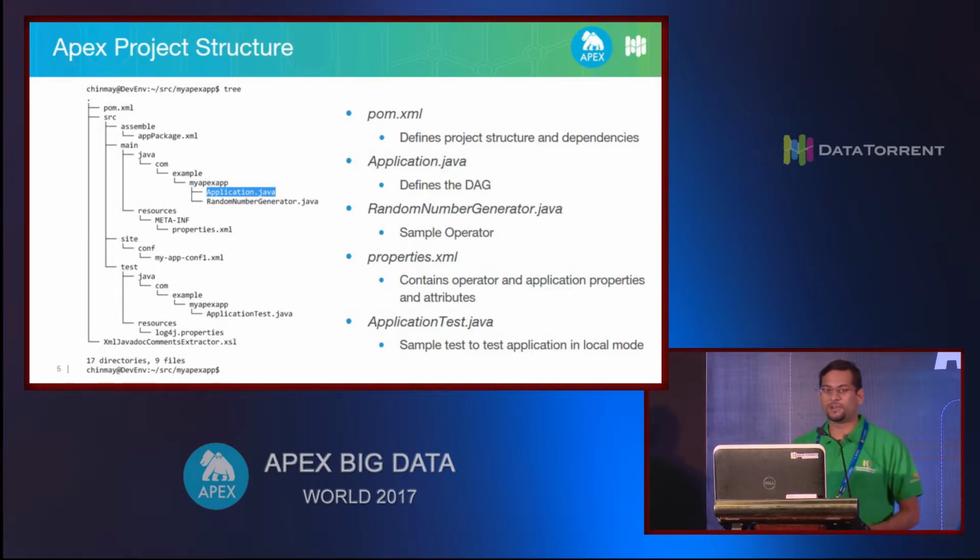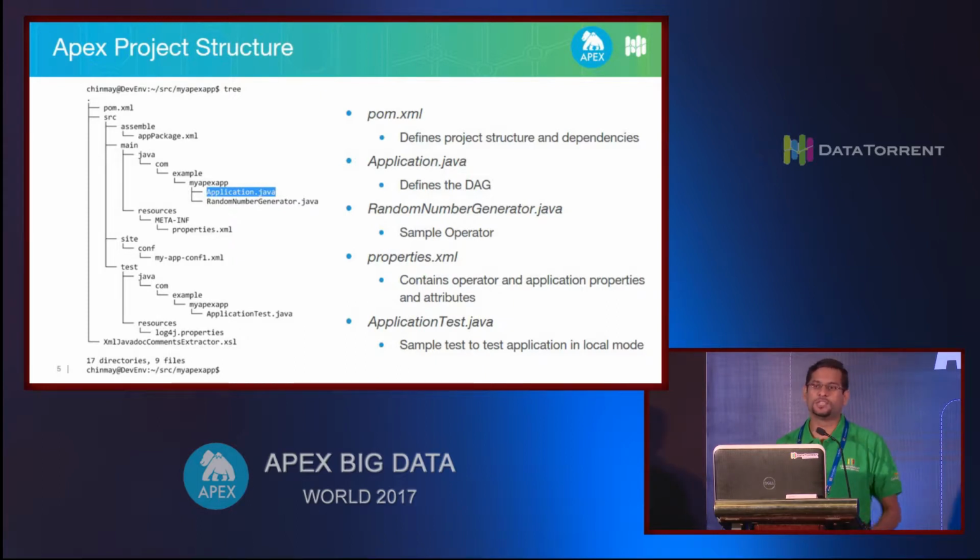The other sample operator that the Maven command creates is a random number generator. So that is just a basic operator that it automatically puts in that project. Okay. The next file is the properties.xml, which is present in this META-INF properties resources.